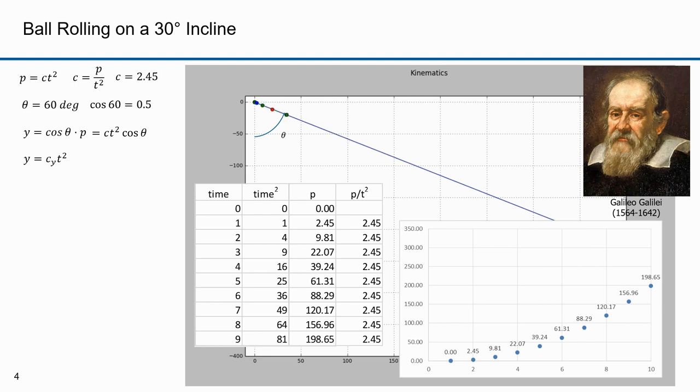If P equals C t squared, then y would equal another constant, let's call it C sub y, times t squared. I can substitute cosine theta times P for y. P cosine theta then equals C sub y t squared. If I solve for C sub y, I get C sub y equals P over t squared times cosine theta. Let me express that this way. If you look above, C equals P over t squared, which equals 2.45. So C sub y equals 2.45 divided by 0.5, and that equals 4.91. The formula for the y coordinate is C sub y times t squared, which is 4.91 times t squared.